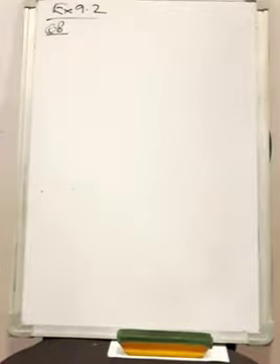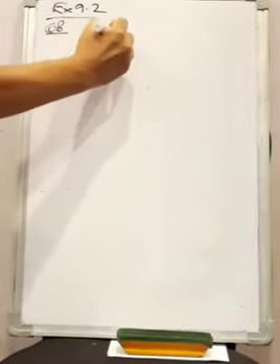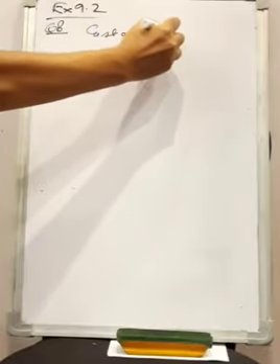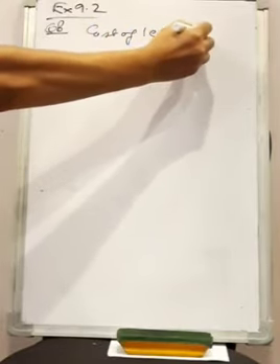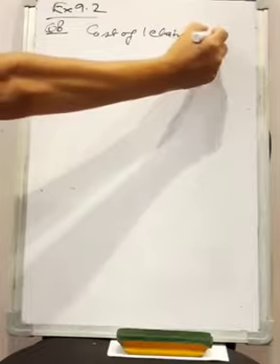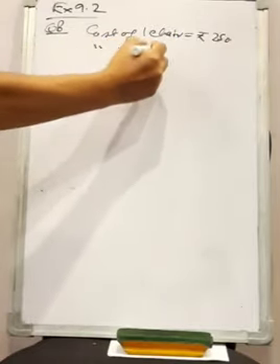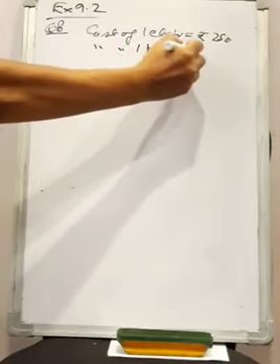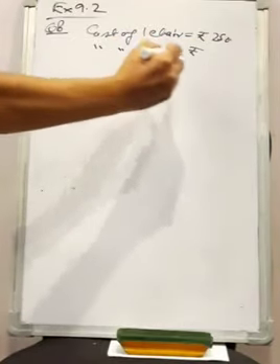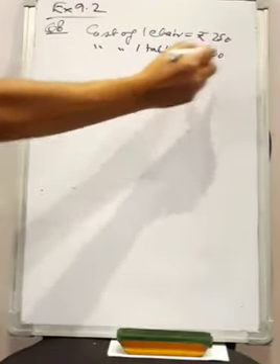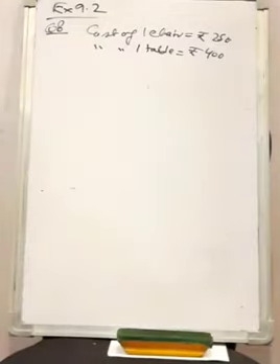Here the cost of one chair is given. The cost of one chair is given as rupees 250, right? And the cost of one table is given as rupees 400. Now the number of tables is given.